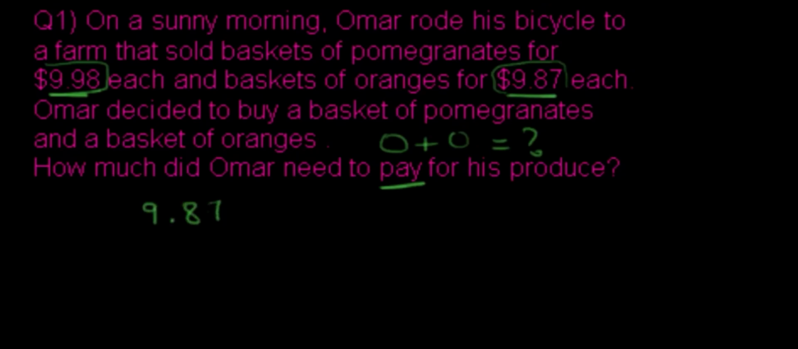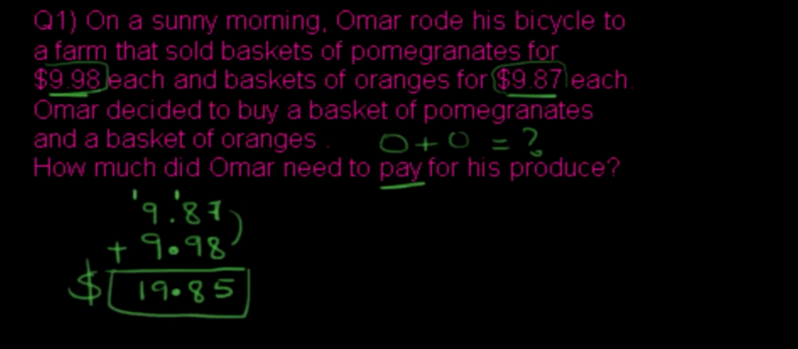I mean, even if you don't know that the decimal has to be on top of the decimal, you'll manage, because it's not a problem in this question, but we do remember the decimal's got to be on the decimal, right? 9, 8, 9. 7 and 8, 15. 1 goes up here, that's 9, 8 and 1, that's 9 and 9, 18, 1 goes up here, 9 and 9 is 18, 1 more, 19. So it's $19.95 is how much he's having to pay to buy these 2 buckets.